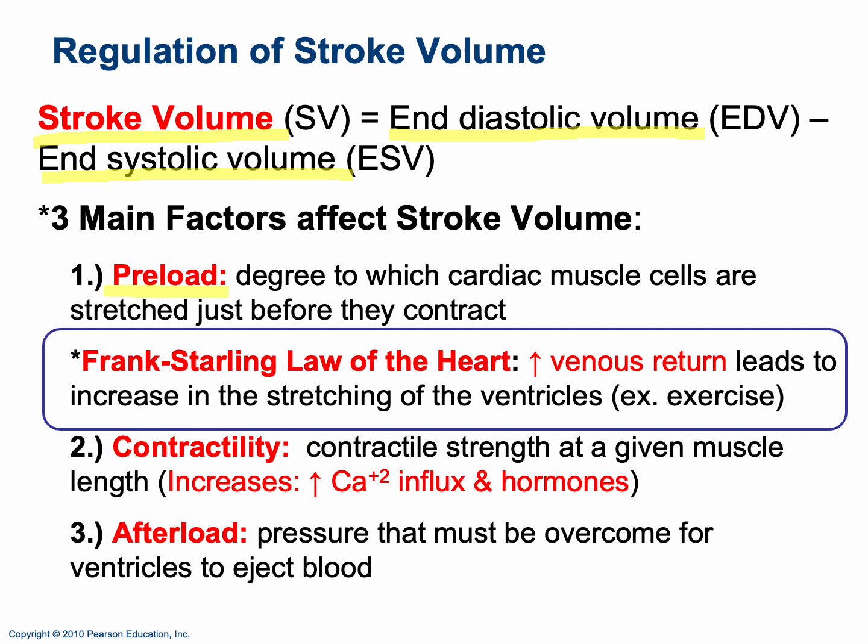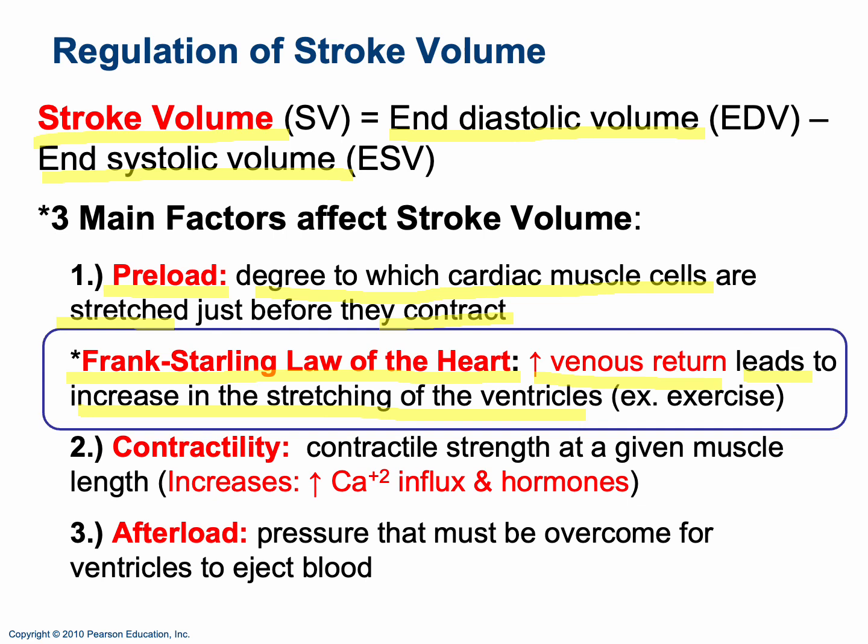One is the idea of what's known as preload, and this is referring to the degree to which cardiac muscle cells are stretched before they contract. A law that really goes through this understanding is what's known as the Frank-Starling law of the heart, which is referring to the effect if you were to do cardio activity, maybe running or doing your spinning class or whatever it might be, that increased venous return, so increased blood coming into the heart from the vena cavas, can lead to an increase in the stretching of the ventricles.